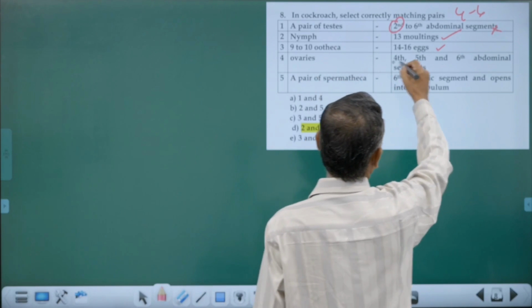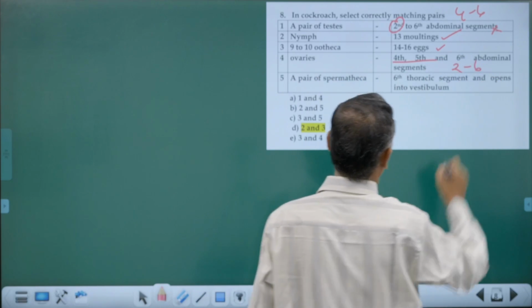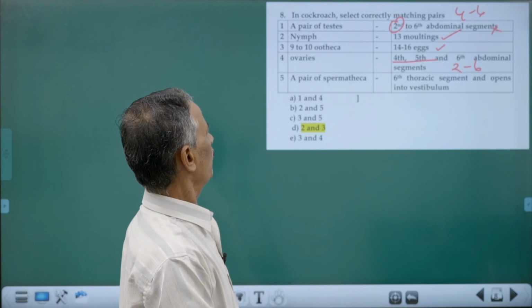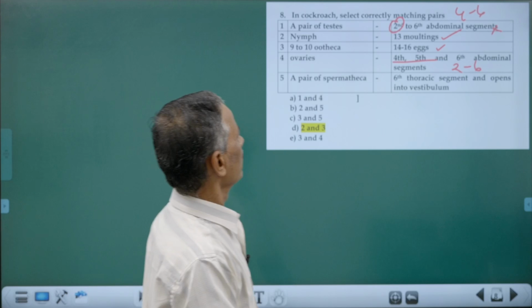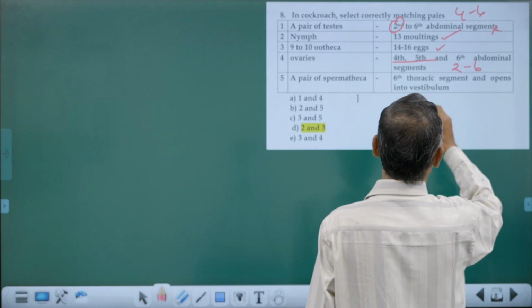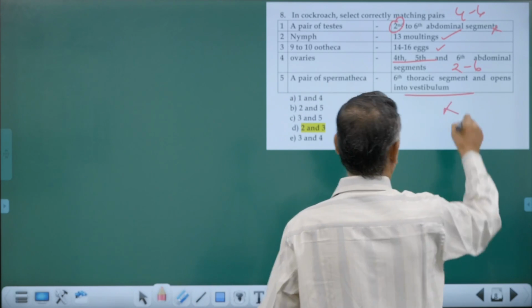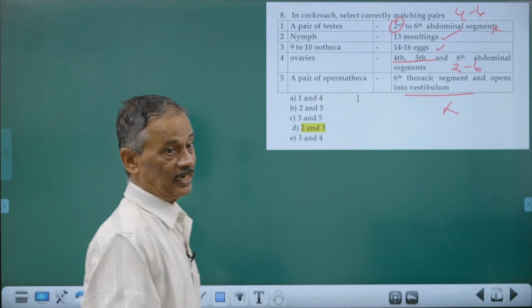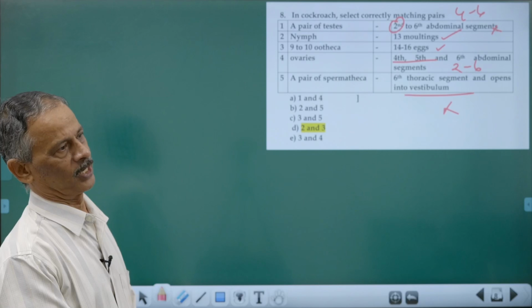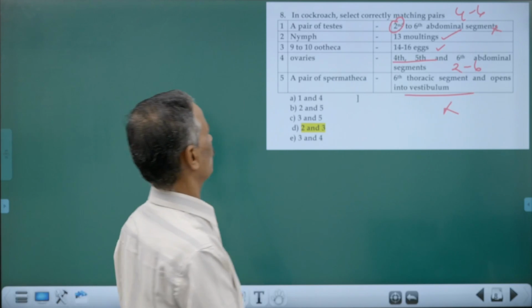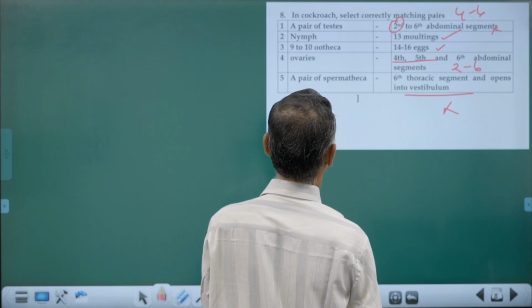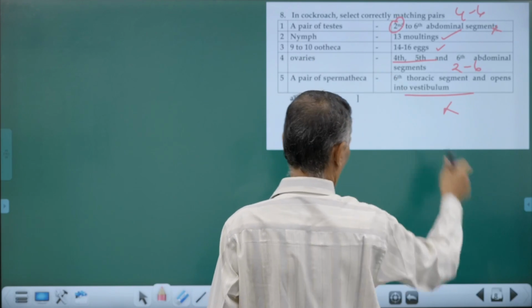Ovaries, lying in segment 2 to 6. And a pair of spermatheca, 6th thoracic segment and open to the vestibulum. No, it opens to the genital chamber or brood chamber. That's why it is also wrong. So only 2 and 3 are correct.